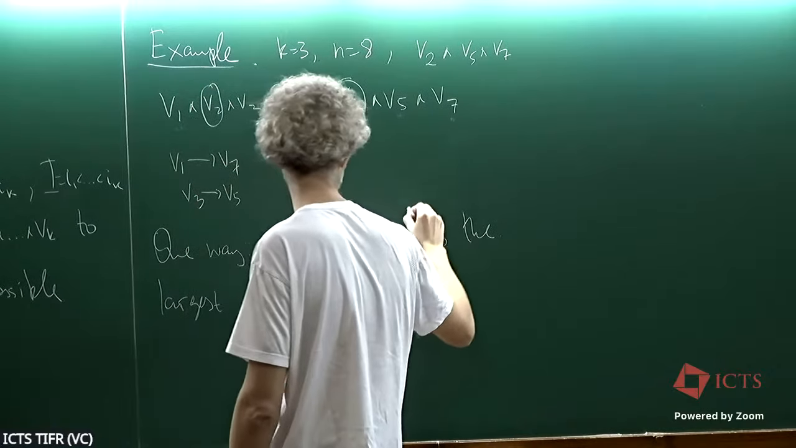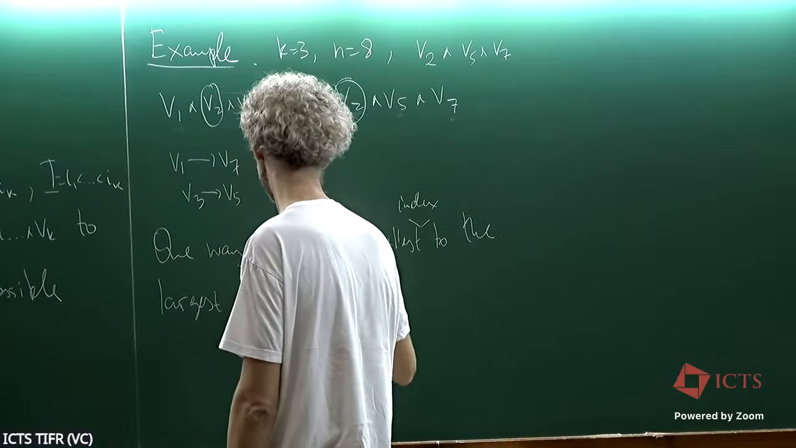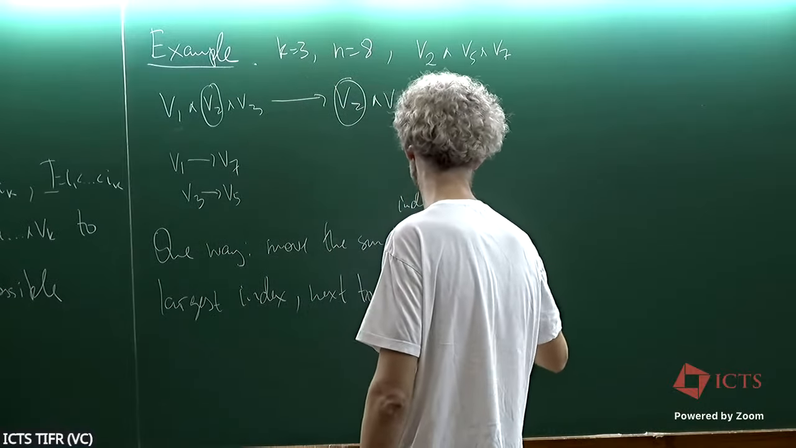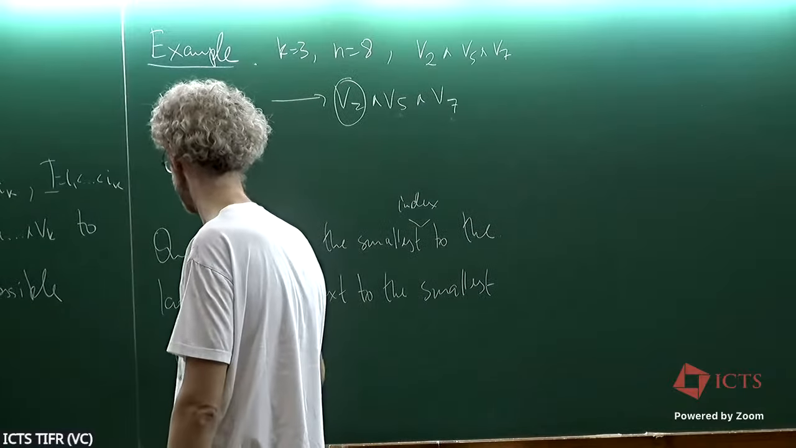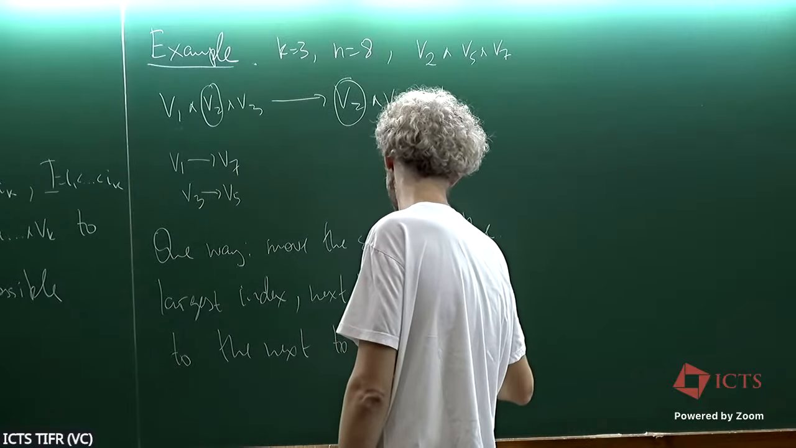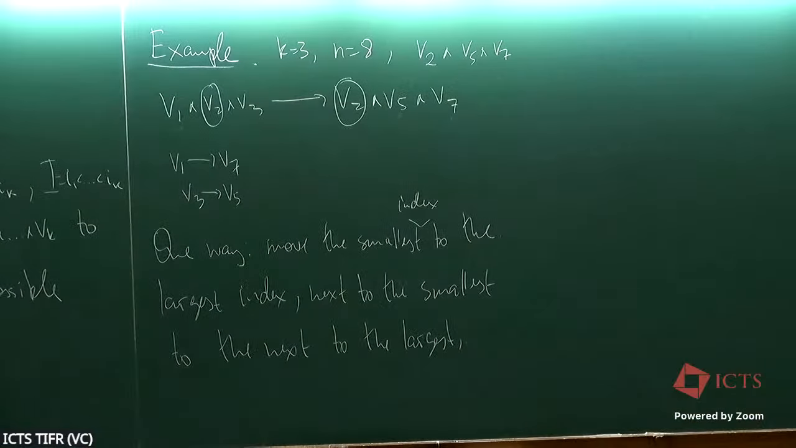So the smallest index, the largest index, and then next to the smallest, to the next to the largest, and so on. Okay, so why am I saying that this is related to this construction? So you see, what does this picture say to us? So we keep the numbers which are smaller or equal to the length of the column.